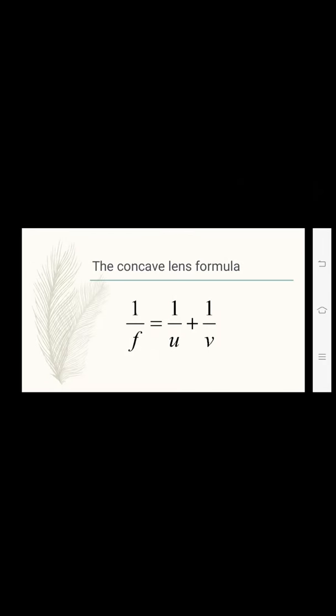Okay, this is the concave lens formula, which is 1 over f is equal to 1 over u plus 1 over v. f is the focal length, which is the distance between the optical center and the focal point, and it is equal to 1 over u plus 1 over v.